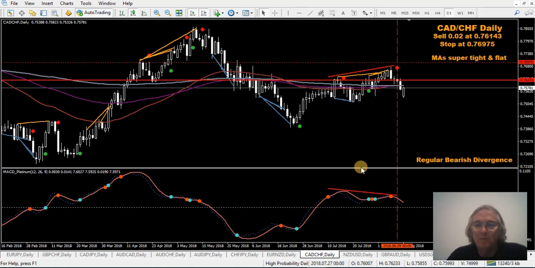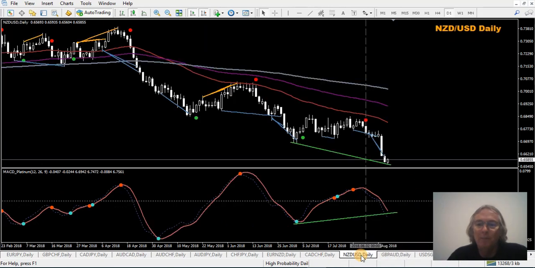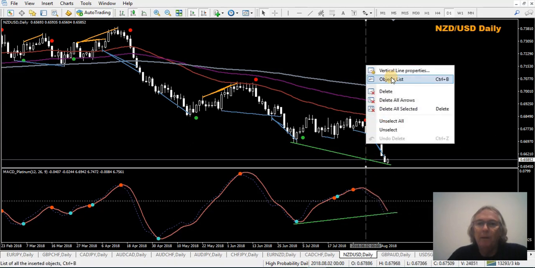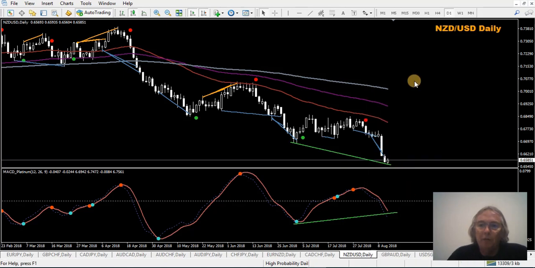New Zealand USD, in nothing at the moment, possibly setting up for a buy trade. So looking for, obviously, a turn and a turn here. Look at a buy on that possible bullish divergence.